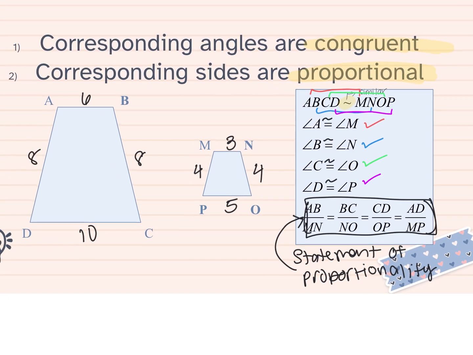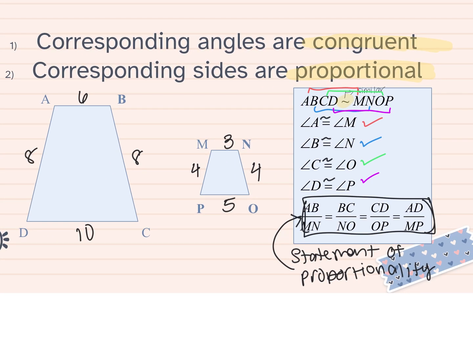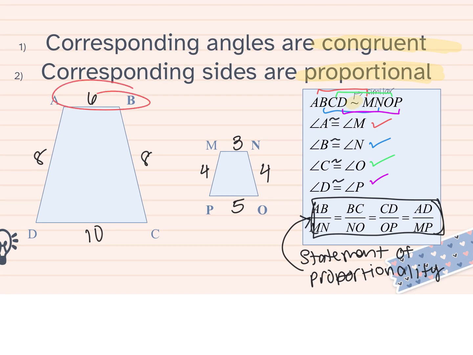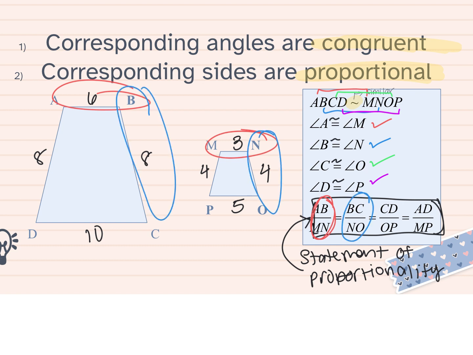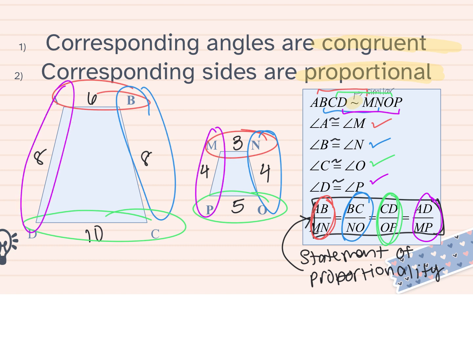Why is it statement of proportionality? Because if we're looking at it, AB is proportional to MN. That's my first one. BC is proportional to NO. What is that one? CD is proportional to OP. And then we have AD is proportional to MP. Okay, that's my statement of proportionality, so you have to know what's proportional.